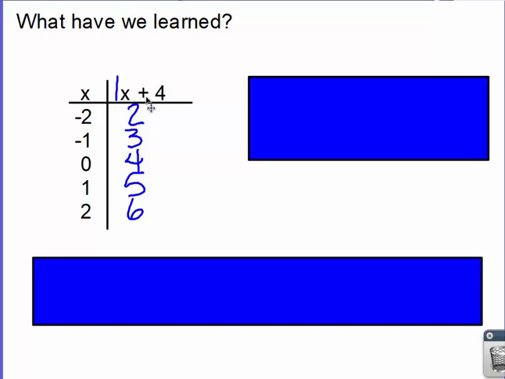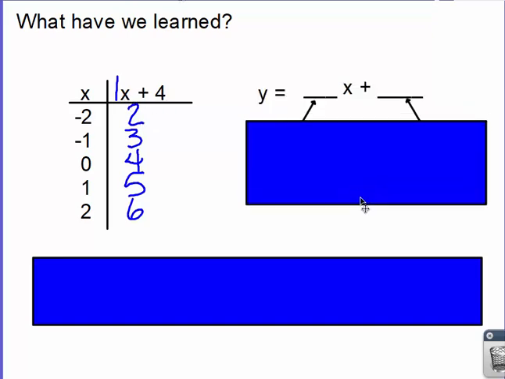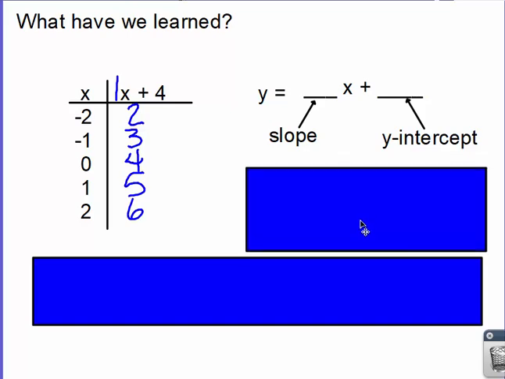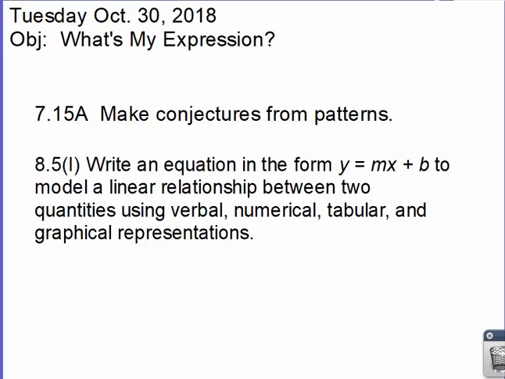So now we need to learn what these numbers actually mean and what they represent. We have this general form, and the standard that we are asked to teach in 8th grade is writing an equation in the form of y equals mx plus b to model a linear relationship between two quantities using verbal, numerical, tabular, and graphical representations. So that's basically our BBOA, where we have a model, we translate it into an expression, we create a T-chart out of it, and then we graph it. And that's what we're looking at right now, this y equals mx plus b.